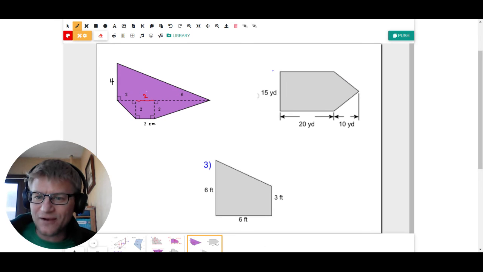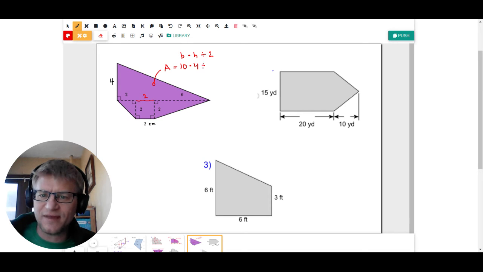So now I look at this one and I say, what is the dimension of this big triangle, right? So I would say the area of this one would be the base, which is 2 plus 2 plus 6, which is 10, right? So the area is 10, which is my base. That's my base right here, times 4, which is my height, right? Base times height divided by 2. So that's how I find the area of the big triangle.